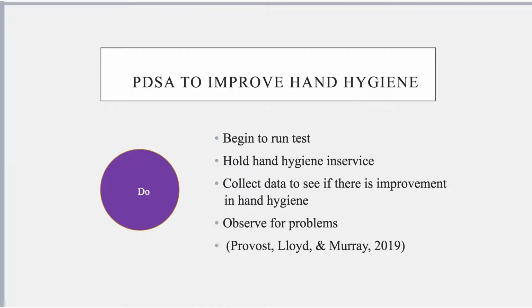During the do phase of the PDSA model, we'll begin to actually run our test. The intervention used for this first cycle was holding the hand hygiene in-service. During this in-service, they should cover why hand hygiene is a priority, explain the goal to the staff, and explain that they are not as compliant as they should be. There should be an example of proper hand hygiene techniques, and an opportunity for staff to demonstrate that they know and learn proper hand hygiene.